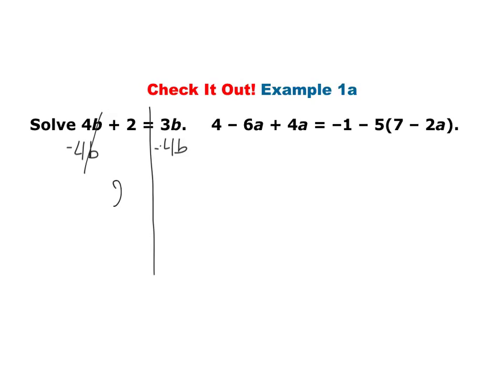So on the left side, I'm going to have a positive 2, and then 3 minus 4 is going to be negative 1b. Divide both sides by negative 1. So negative 2 is equal to b.